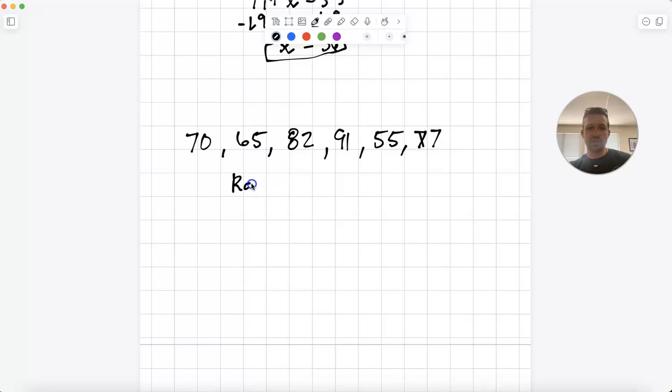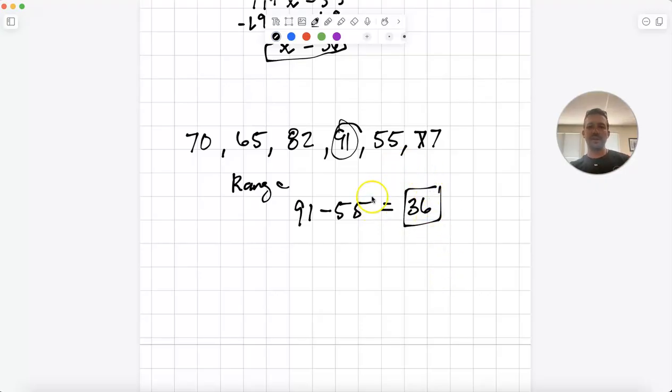Okay, and it says, what is the range? This should be very easy. It's just going to ask what is the range of your test scores. You're just going to find the largest number, which looks like 91, and then subtract off the smallest number, which is not 70 or 65, 55 is the lowest. So 91 minus 55 comes out to 36. Okay, and that would be your range.